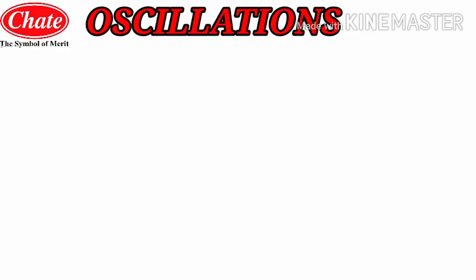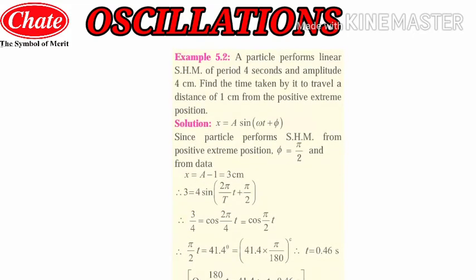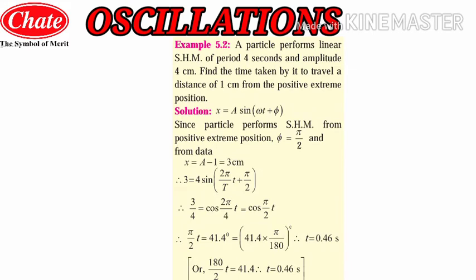As I will explain step by step, you have to keep an eye on each step so you will understand very easily. So students, this is the problem we have to solve from your textbook. Now we will read the problem. A particle performs linear SHM of period 4 seconds and amplitude 4 cm. Find the time taken by it to travel a distance of 1 cm from the positive extreme position. Means this is the problem, students. Now we have to solve this.